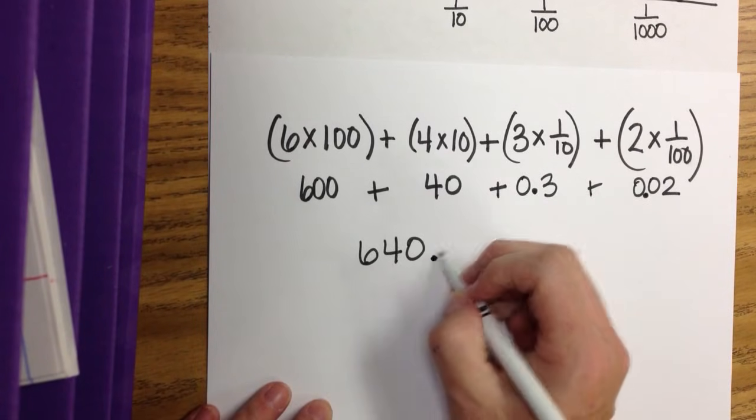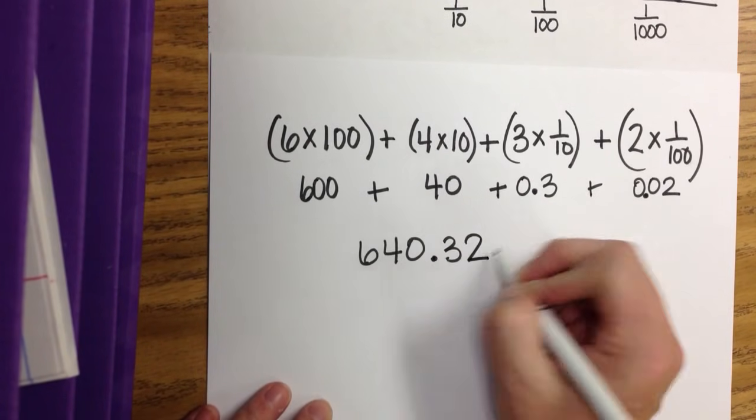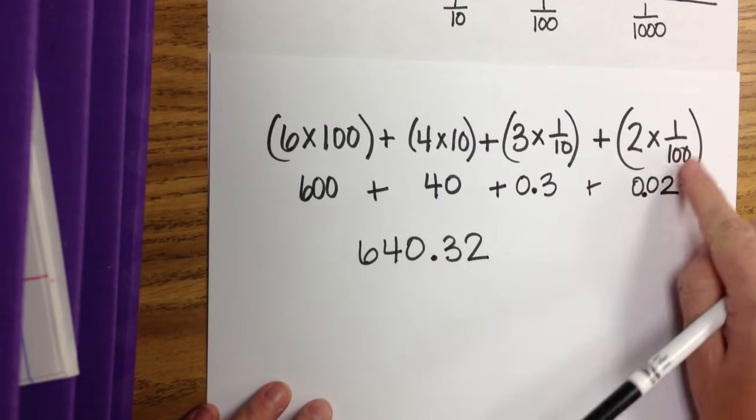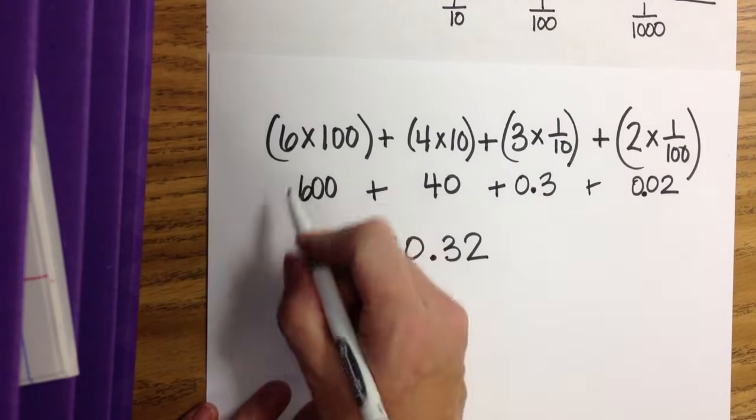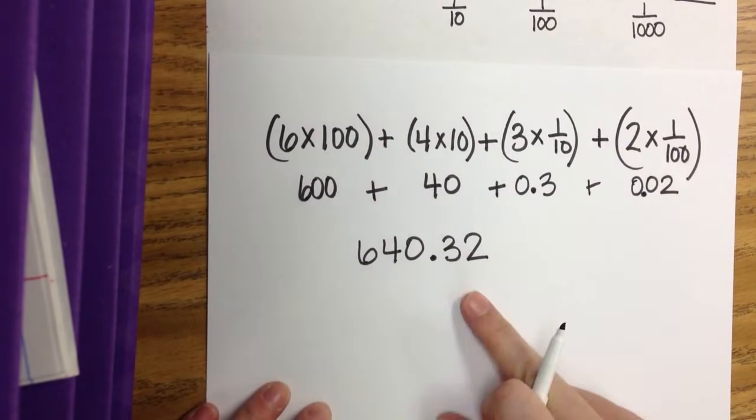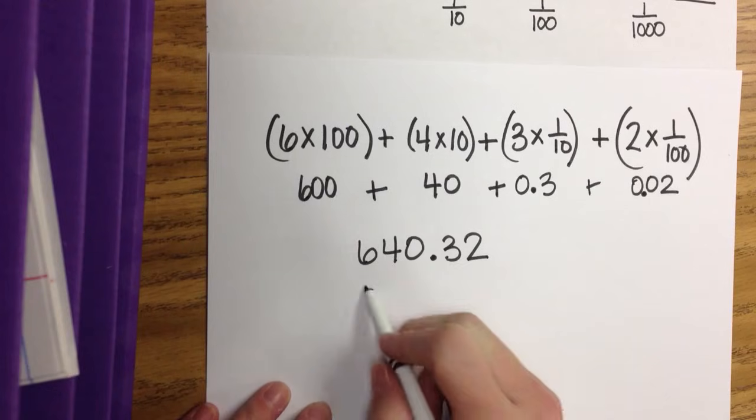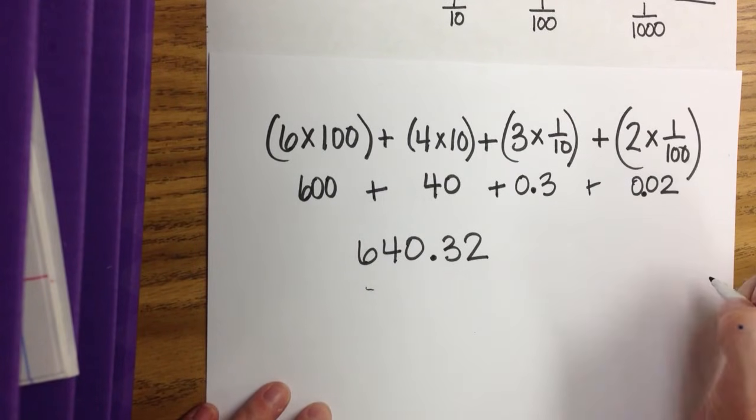And then I have the 3 is in the tenths place and the 2 is in the hundredths place. So the standard form for this expanded form is 640 and 32 hundredths.